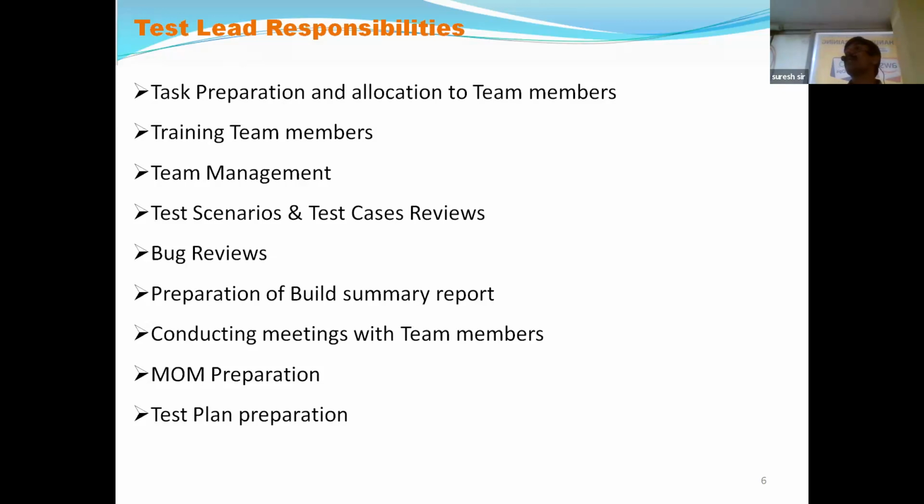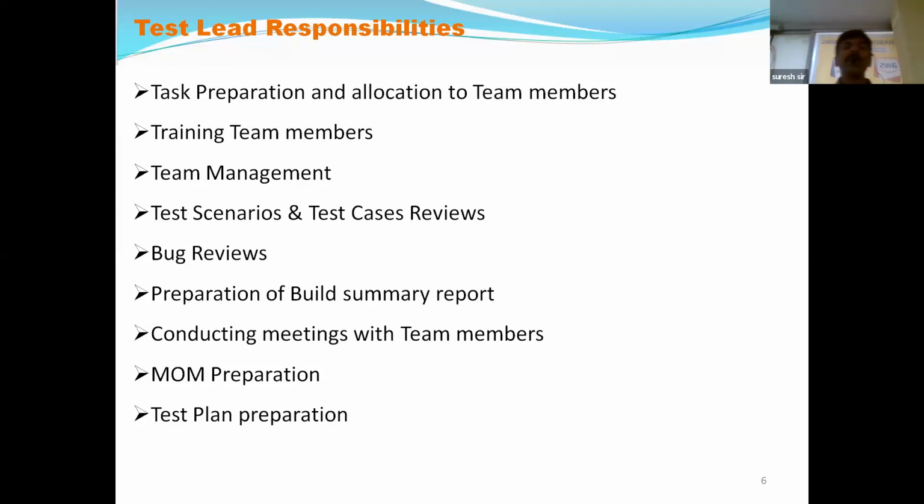Along with that, you need to take care of training the team members. But it is training related to the project, not about testing in general. The test lead needs to give training related to that respective project.